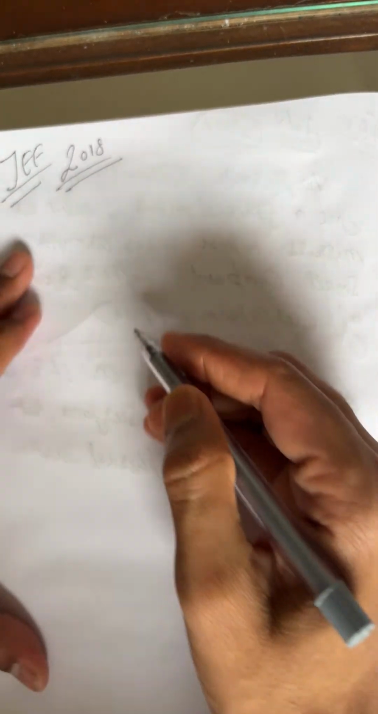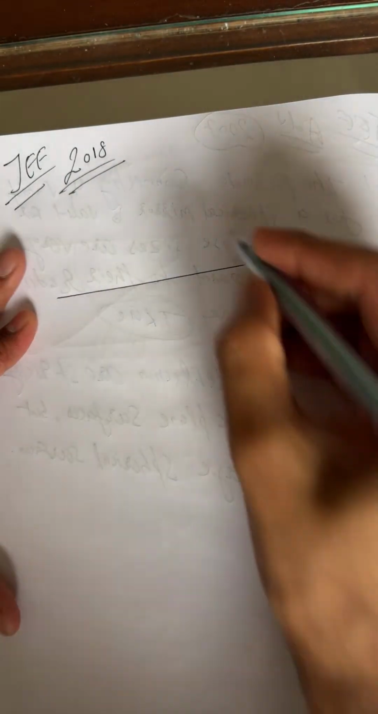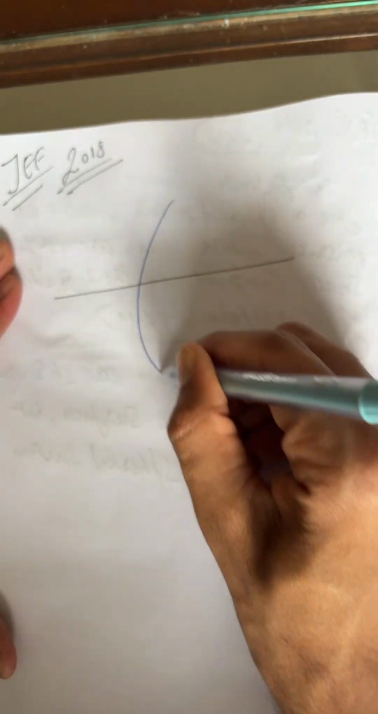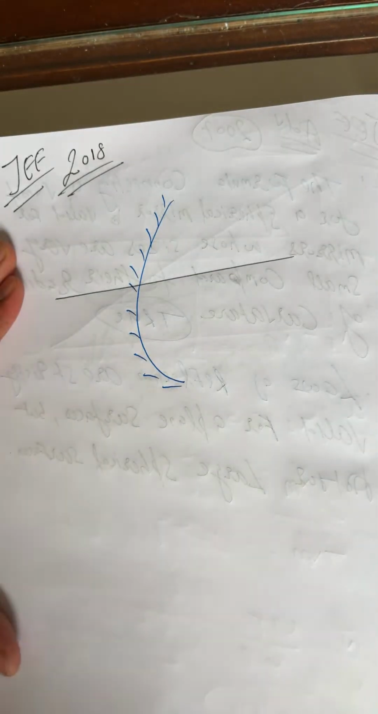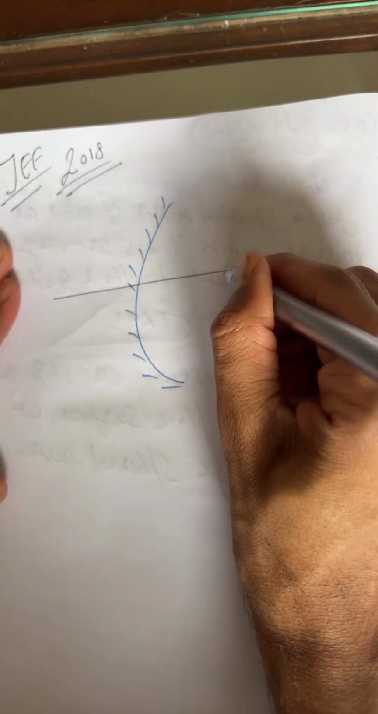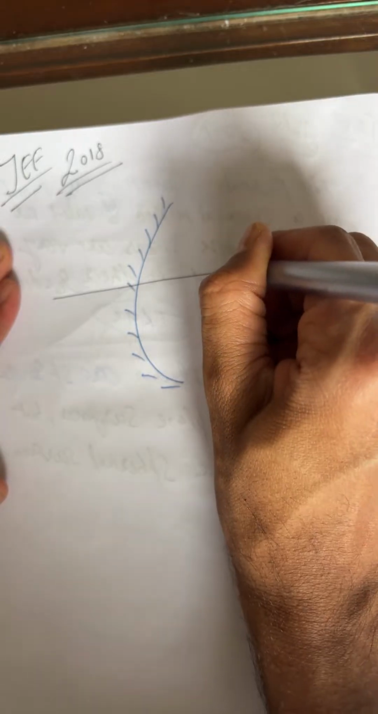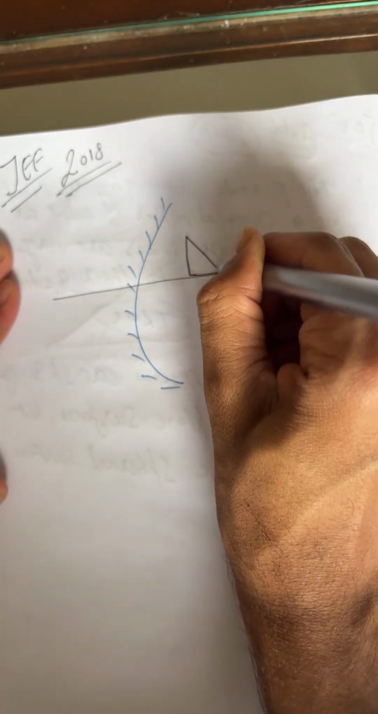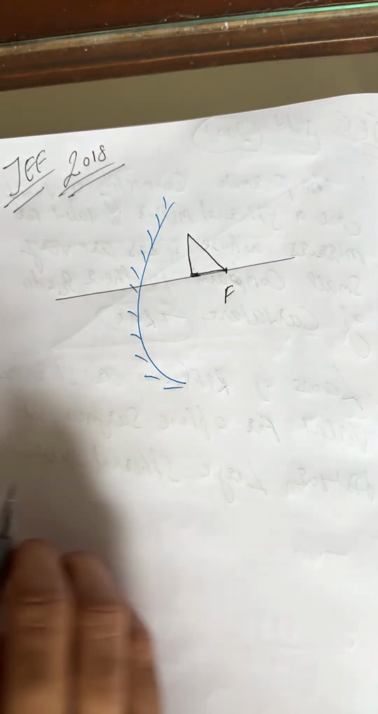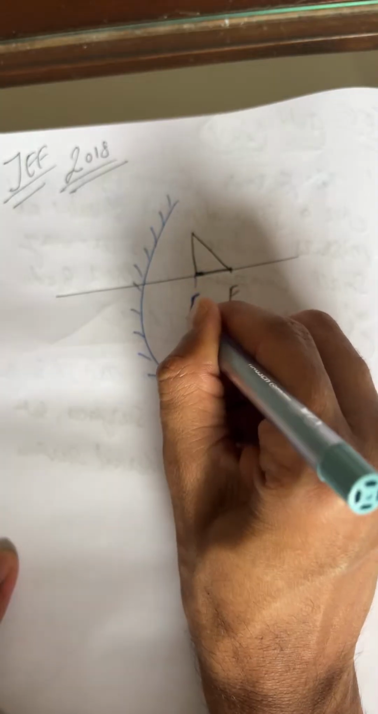So beta, first we go through the diagram which is already mentioned. This is the concave mirror, right? This is the position of the focus. There is a triangle here. So this is f by 2. This is f by 2.